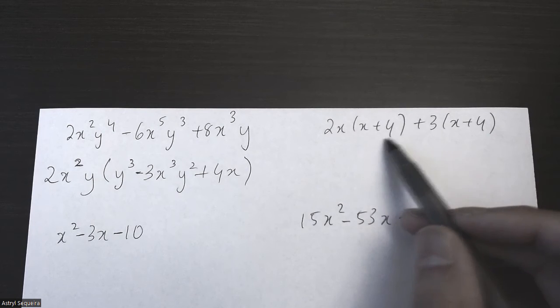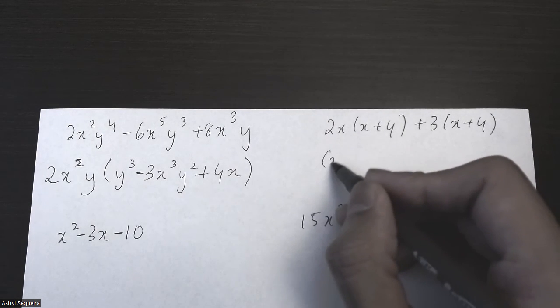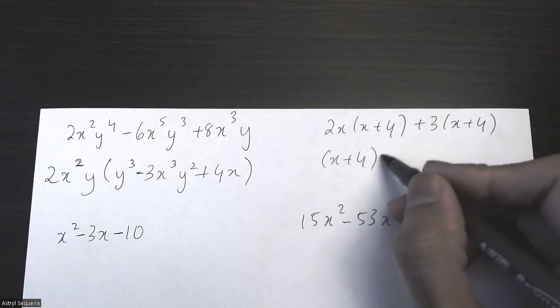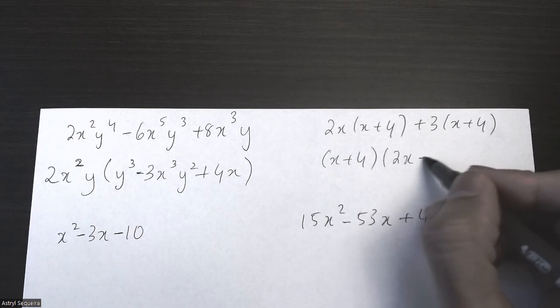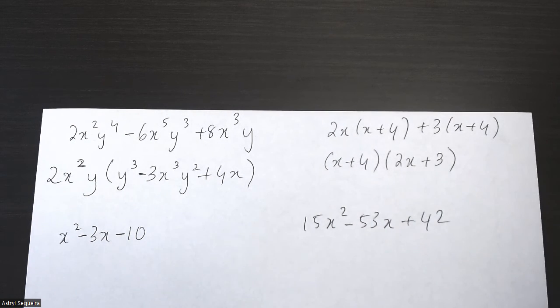Second question here, really simple. I can just common factor out an x plus 4. I'm just left with 2x plus 3.